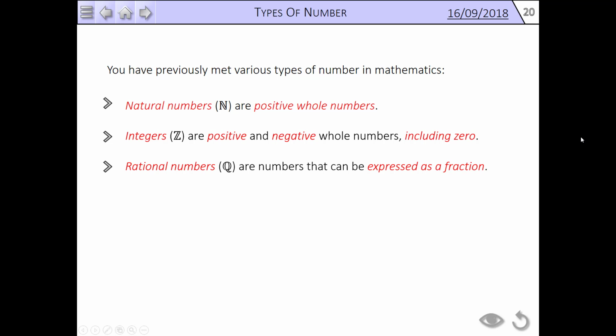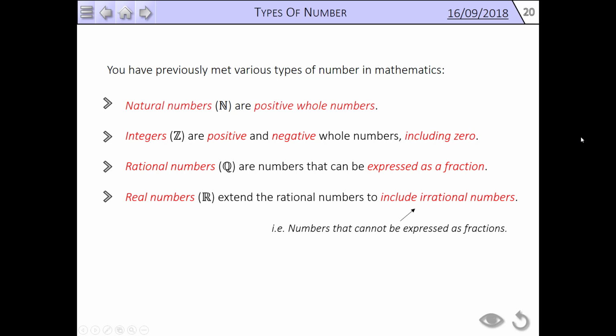Following on from the rational numbers, we have the real numbers represented by the letter R. The real numbers contain all of the rational numbers and also some irrational numbers. These are numbers that cannot be expressed as fractions. Some examples of irrational numbers you may have already come across: we could have √2, we could have pi, and you may have also met e. These are all irrational numbers.